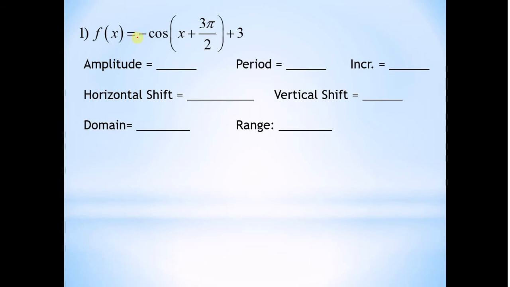So very first thing, I see a negative. So I'm going to make sure I make a little note to myself. Hey, this is flipped. So my amplitude is 1. Period. I don't have a B. Thank goodness. So 2 pi divided by 1 is just 2 pi. My increment then, 2 pi divided by 4, I'll just have a pi out of 2 increment.